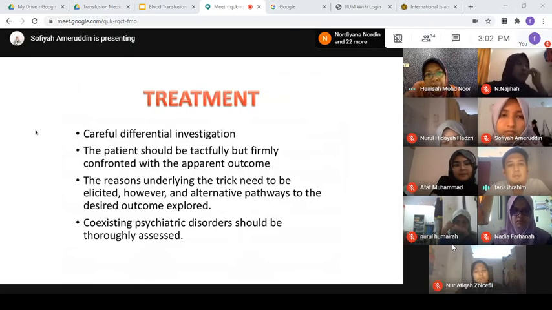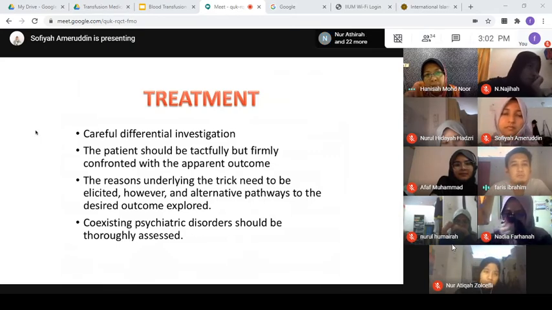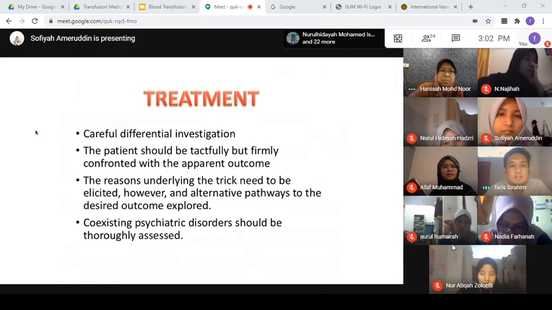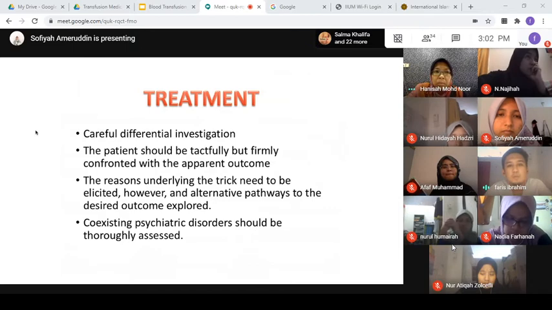Okay, then the treatment. First, before you treat, you need to have a careful differential investigation. You need to exclude the somatic symptoms. You need to exclude if there is a true medical illness in the patient before you say that this is malingering. Alright, so the patient should be tactfully but firmly confronted with the apparent outcome.